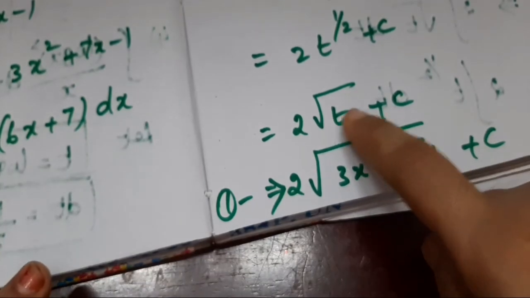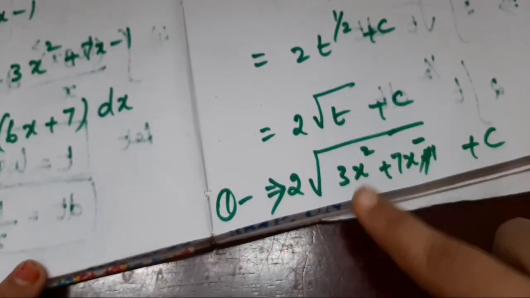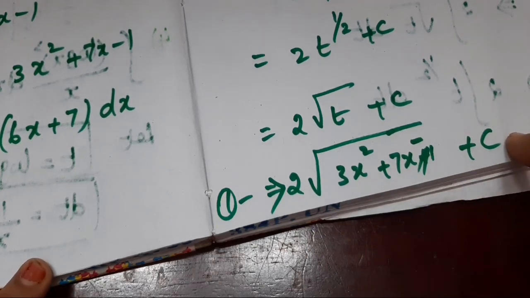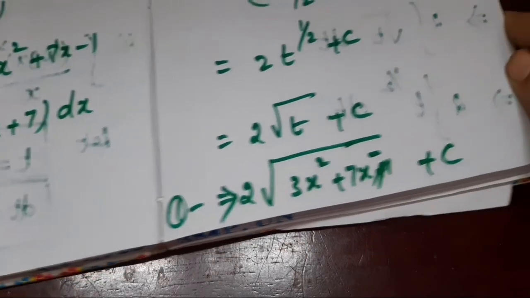After integrating, I want to replace t by 3x square plus 7x minus 1 plus c. So that's all.